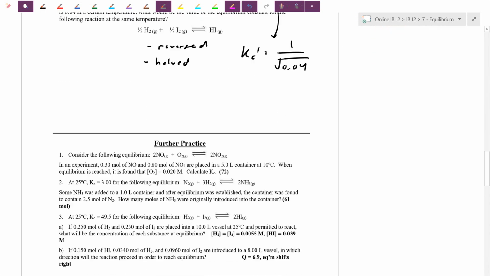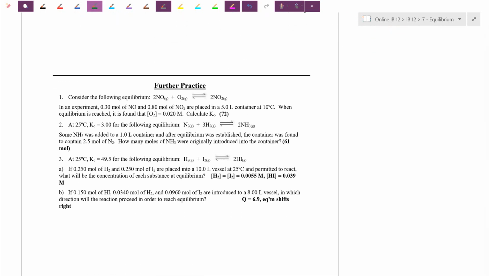Do some practice with these ICE table problems. If there is no sense of time passing, you already have the equilibrium numbers, you're all set. If there is a sense of time passing, you need the ICE. It's only the change line that follows the mole ratio, and you match it up against the numbers that we have there.